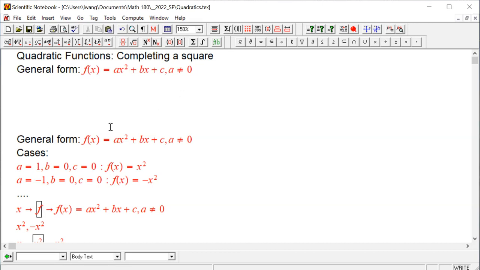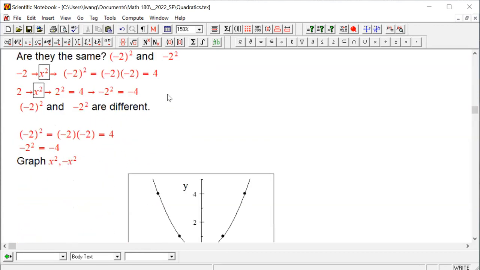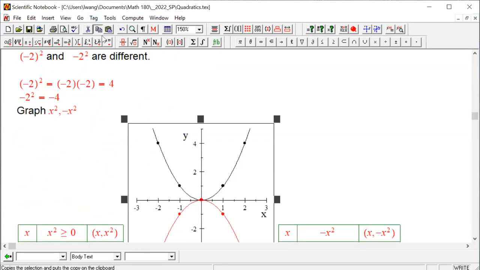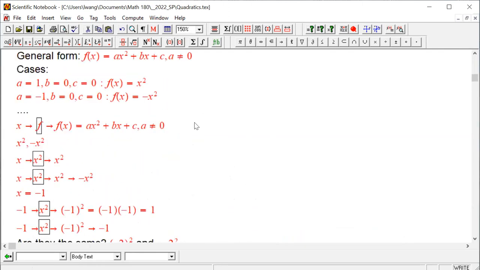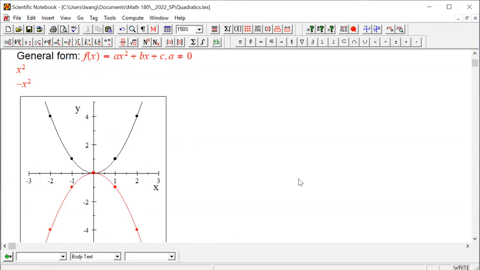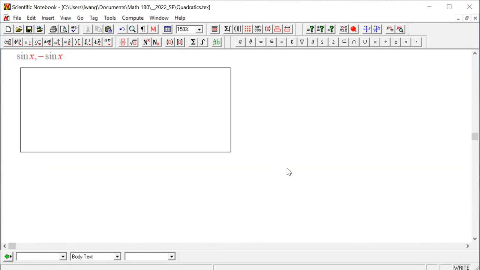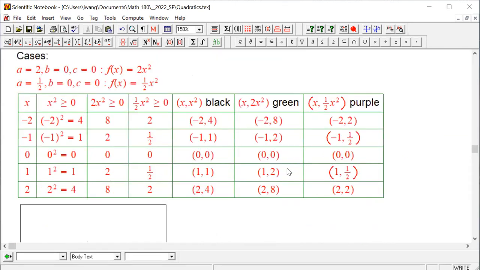And last time, we discussed various functions as special cases of quadratic functions. Of course, this is the one. The other one we did was negative x squared, right? We studied the graph of these two functions. As a matter of fact, we had a good summary, so I'm going to bring that summary here.